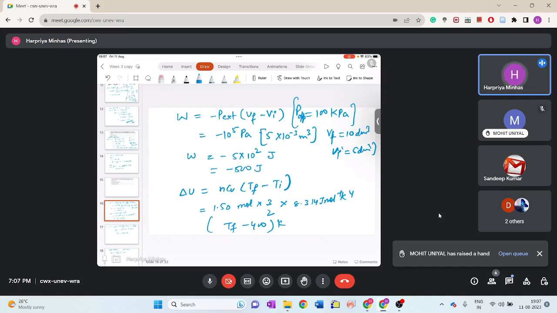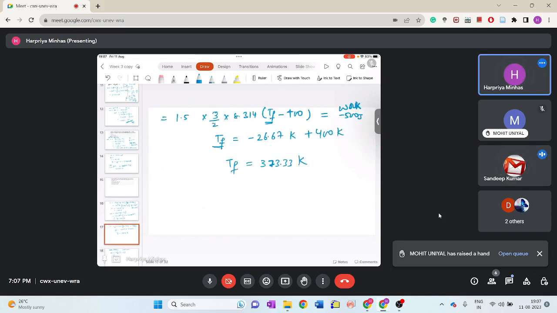What is the value of TF you are getting? For delta T, which means TF minus TI, I am getting minus 16. Because here you got minus 26, and there I am getting exactly minus 16.